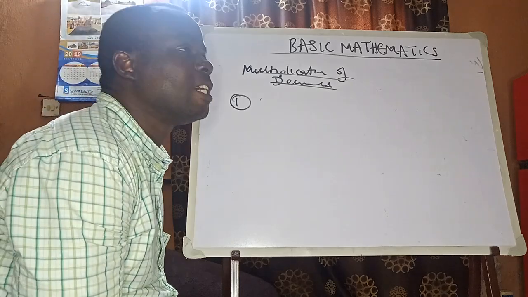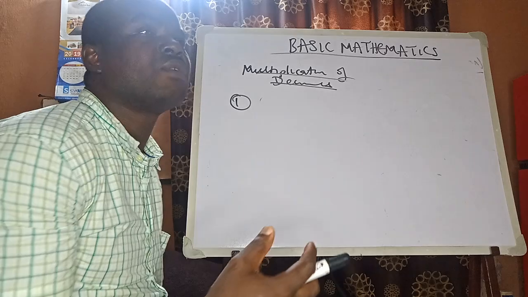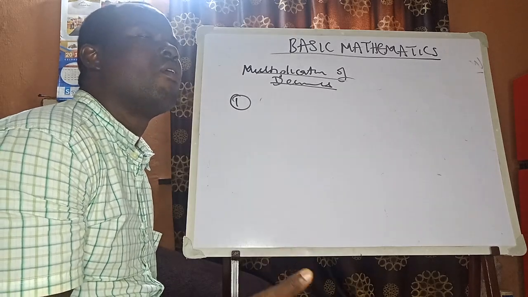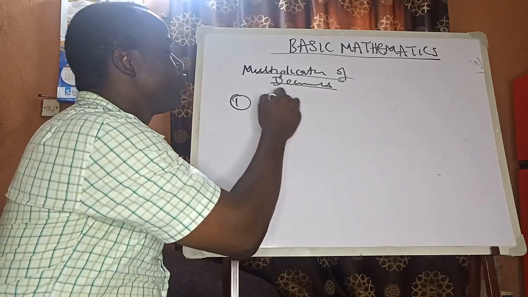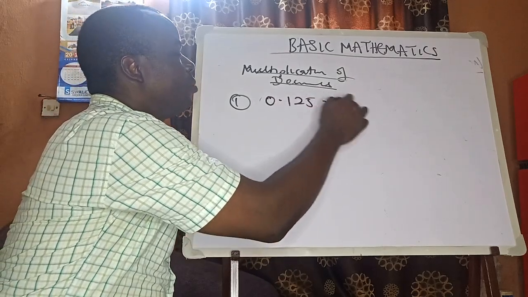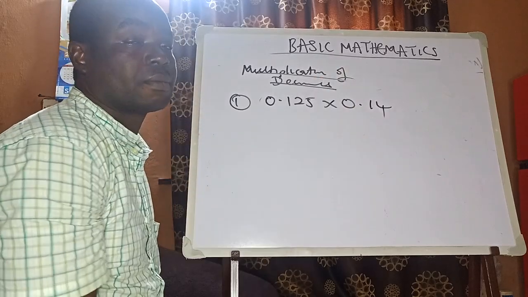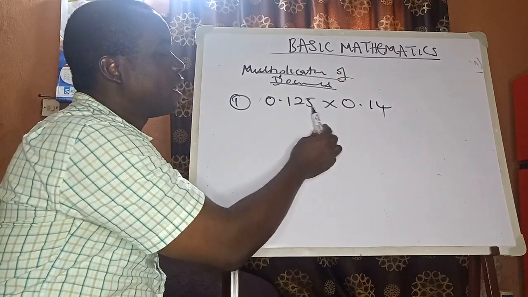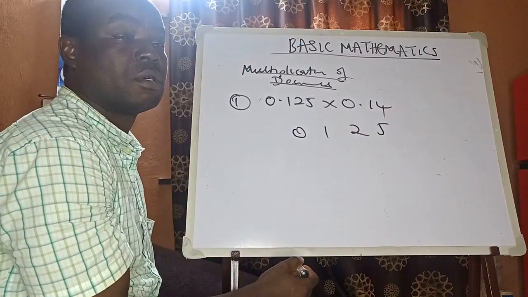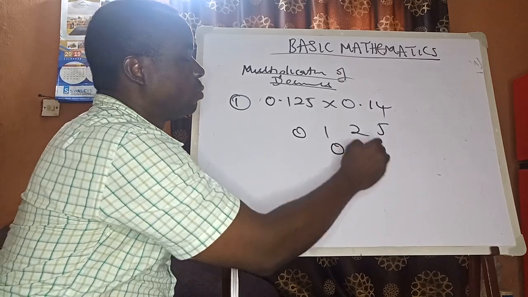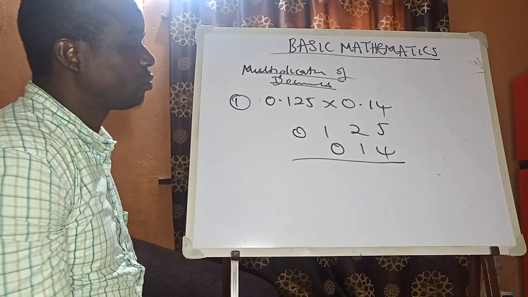Let us multiply. Let's take another example. Let us multiply 0.125 by 0.14, something like this. This one is longer than this one, so I have 0.125. Then this is 0.14. Now write it down. So let's go.